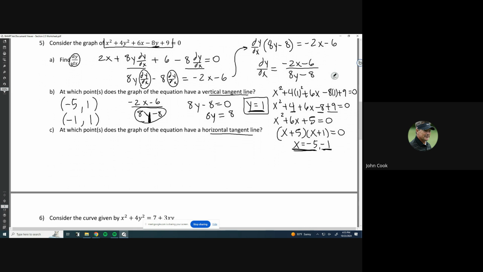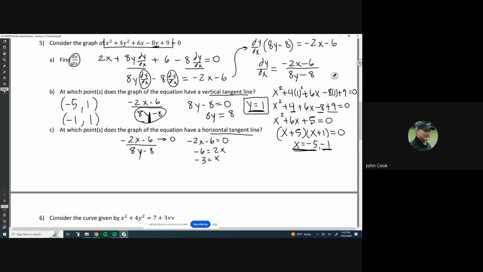Next, you want to find the points at which you have horizontal tangents. So horizontal tangents happen when the dy part is equal to 0. So that same equation, 2x minus 6, the derivative, and then 8y minus 8. You want the top part to be equal to 0. So set that equal to 0, and then solve for the x value. So if I add 2x to both sides, I get negative 6 is equal to 2x. Divide by 2, negative 3 is equal to x.